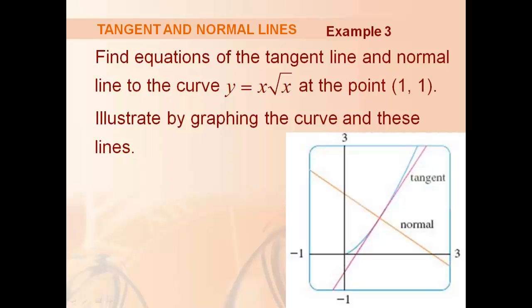And this would be what the equation's graph looks like. X times the square root of x is your blue line. Your tangent line is the pink line, and then the normal line is the perpendicular at that same point.